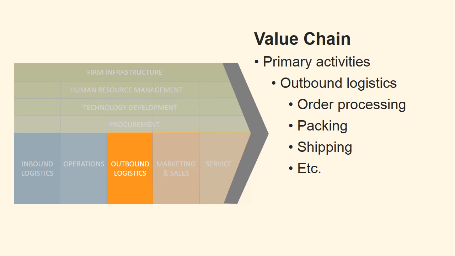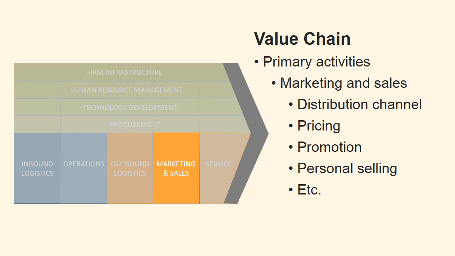Outbound logistics are activities associated with order processing, packaging, shipping. Everything which is dealing with the distribution of the finished product to buyers. Marketing and sales are activities associated with providing the customer information about the product's excellence, which should lead to a sale. Marketing and sales are involved in determining the distribution channel, pricing, promotion, personal selling, etc.